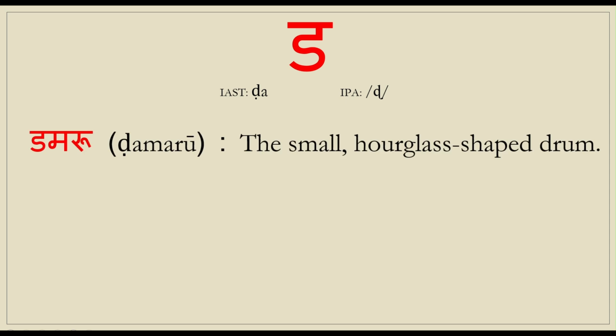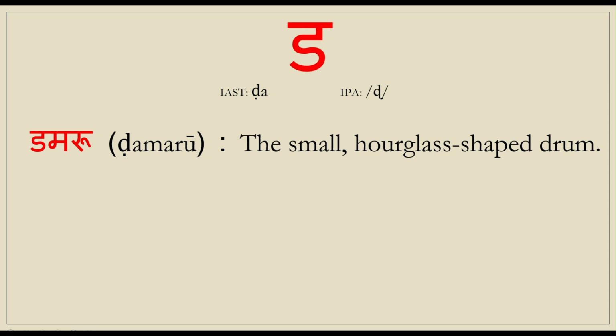Our next consonant is ḍa, represented in IAST by D having a dot beneath it, followed by A. And again, at first, it will seem like, okay, we have this sound inside English, but it's not true. It's not D for David. It is, again, a retroflex D. So, Sanskrit examples are like the word ḍamaru, which means the small hourglass shaped drum.